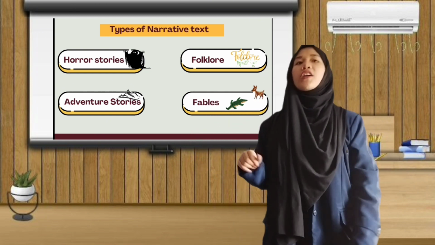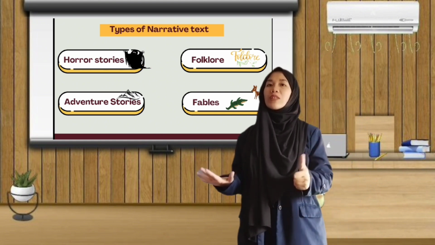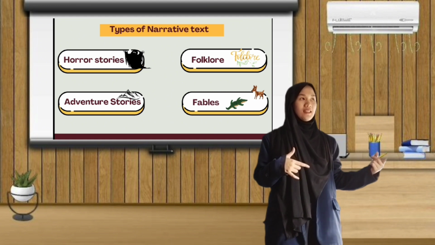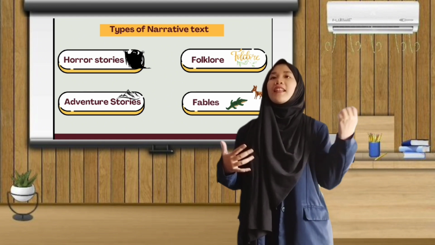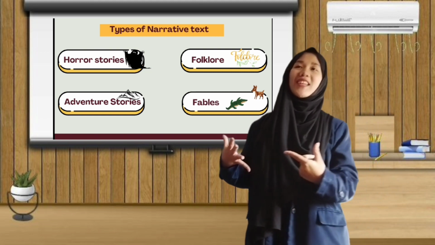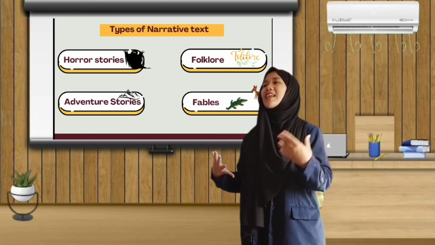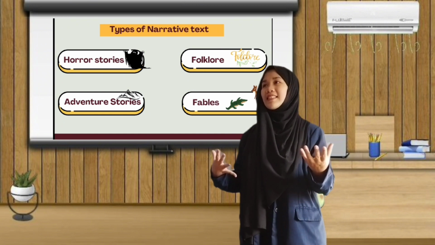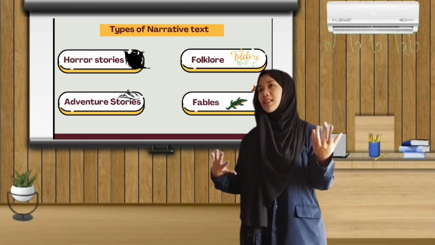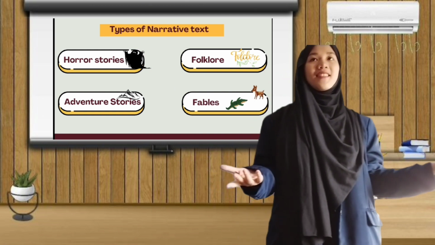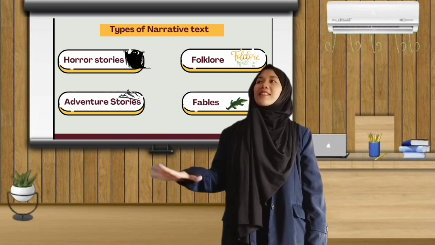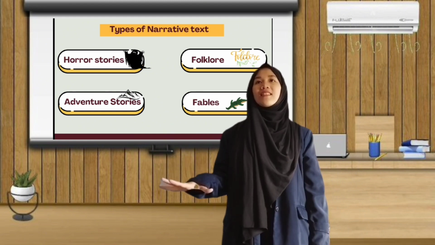Scary story. Okay. Next, number 6, we have adventure stories. It's about adventure. Yeah, that's right. Number 7, we have folklore. What is folklore? Folklore is telling about legends. It's like Tangkuban Perahu, Situ Bagendit, like that. Yeah, that's right. Okay, the last is fables.